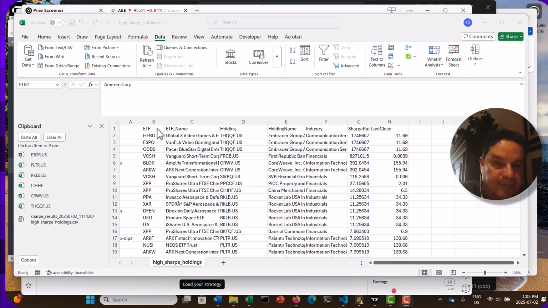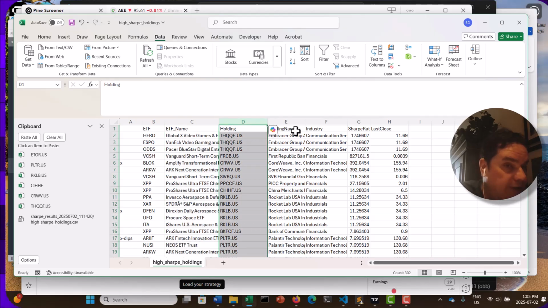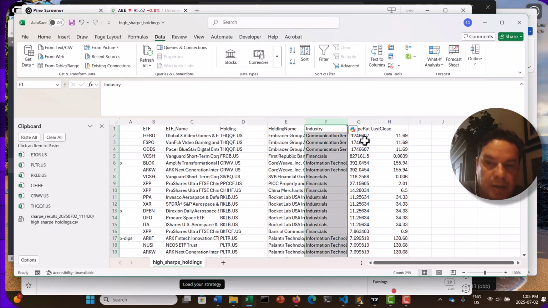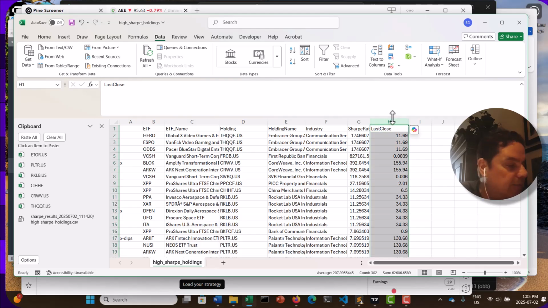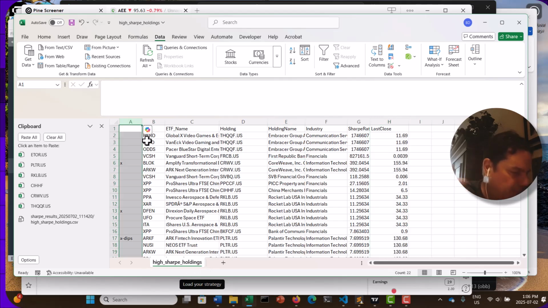So in here, this is the ETF that we've got, where it comes from. This is the ETF name it comes from. This is the holding of that ETF. I've talked about that many times. This is the holding name of the company, US based only, US stock list, I should say, on the industry. And then, of course, the Sharpe ratio and the last closing price. So these are the sort of factors I'm looking for when I'm going into doing more of a long-term holding position. So first off, I've marked them off.